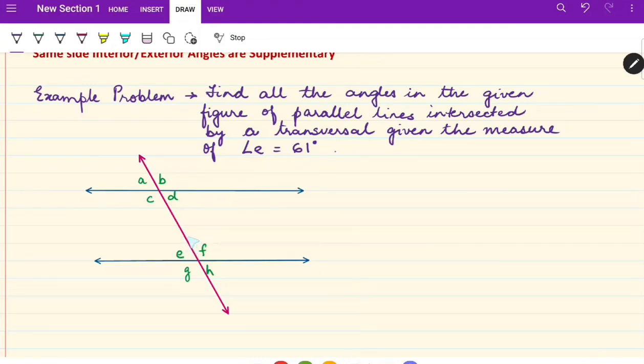So we have been given only the measure of angle E. With that information and the properties of angles in parallel lines that we learned previously, we should be able to find the measure of all these angles here. And we will see that when we use the information on the relationship between different types of angles, we will need to do only one calculation in order to come up with the measure of all the angles.